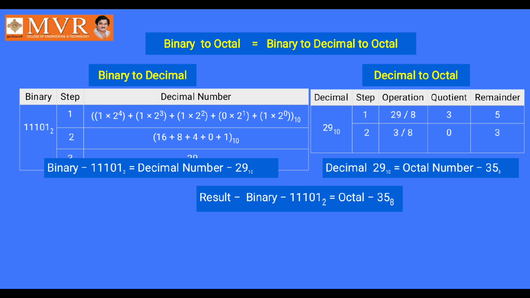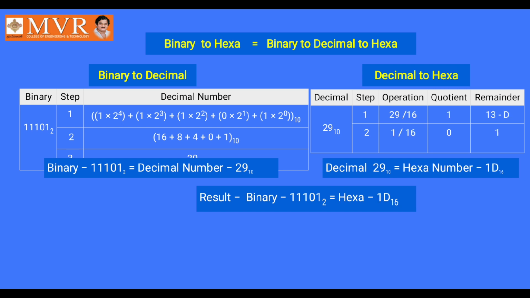So 11101 base 2 is nothing but 29 of base 10. Now the 29 of base 10 is not our final result. We have to convert that into octal. If you want to convert any decimal number to octal, you need to divide that with 8. After dividing with 8 and considering the remainders from bottom to top, you got 35 base 8. So 11101 base 2 is equal to 35 of base 8. This is the way you convert binary to octal.